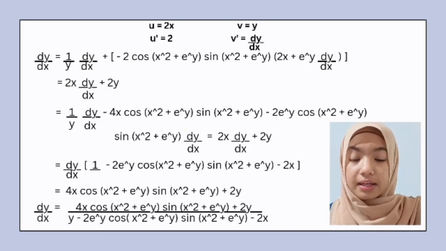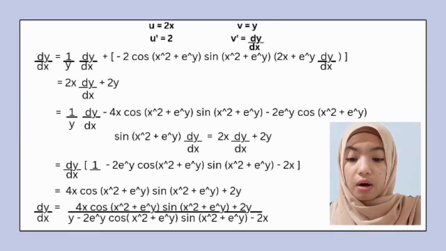And then we multiply using this formula, that is u times v prime plus u prime times v. Why is it plus? Because it is the product rule. That is why we have to add. So the end of the answer is 2x dy/dx plus 2y.